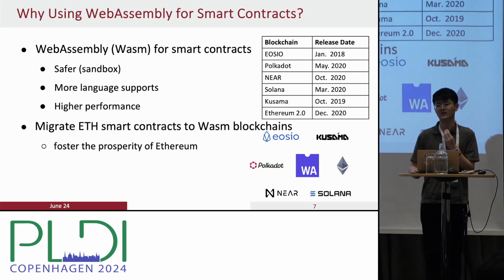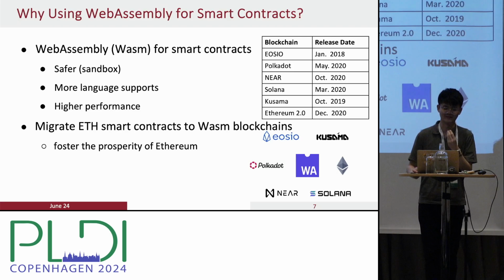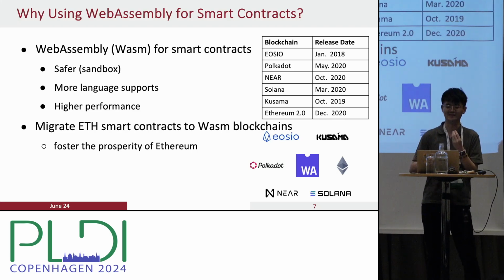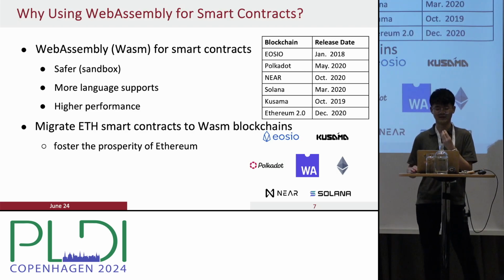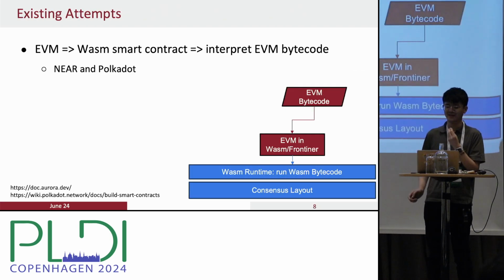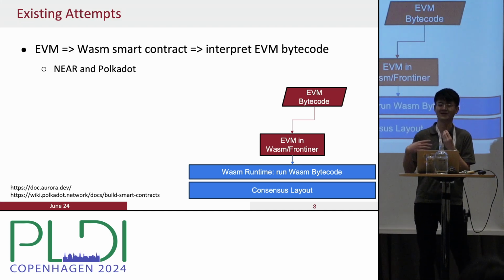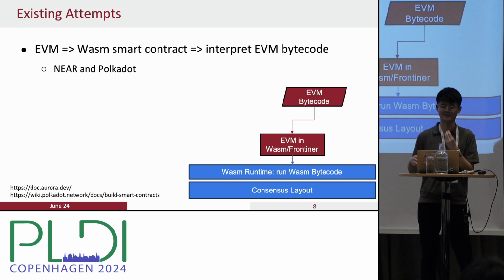When a new blockchain appears, the first important thing for them is to attract enough developers to write smart contracts for this new blockchain. So they have the idea to migrate smart contracts from Ethereum to their new blockchain and foster prosperity. Here there are some efforts. You can see if there is a WASM runtime, and given an EVM bytecode, how to run it on the WASM runtime without EVM.